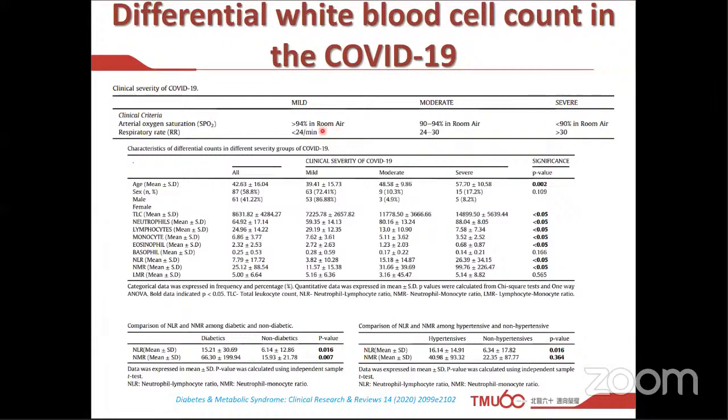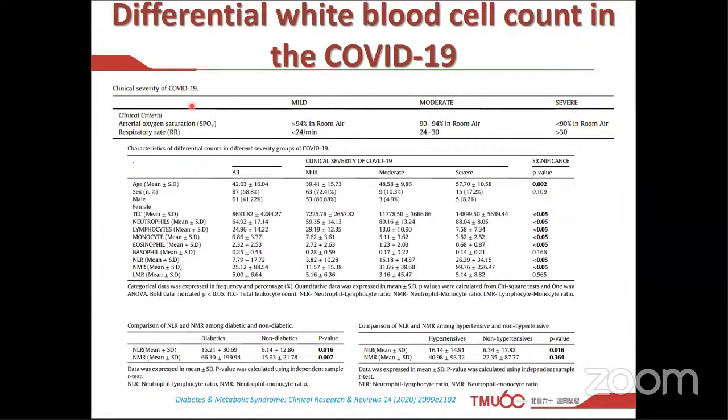Mild is above 94% saturation, 90 to 94% is moderate, and severe is less than 90. And for the number of breaths, under 24 is mild, between 24 and 30 is moderate, and higher than 30, a high frequency, we call severe.